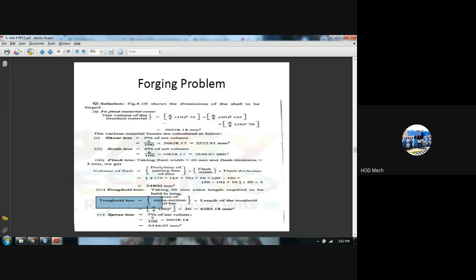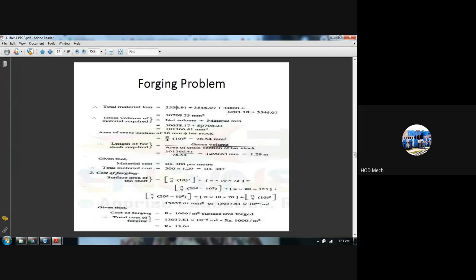Now when coming for a screw loss, you have to assume it as 7%. So always remember, easy way to remember, shear loss 5%, scale loss 6%, screw loss 7%. In the sequence ஞாபகம் வச்சுக்கோங்க. Shear loss 5%, scale loss 6%, screw loss 7%, 5, 6, 7% of net volume. So now when you add up all these values, the 5 values நீங்க add பண்ணீங்கன்னா you will get total material loss.